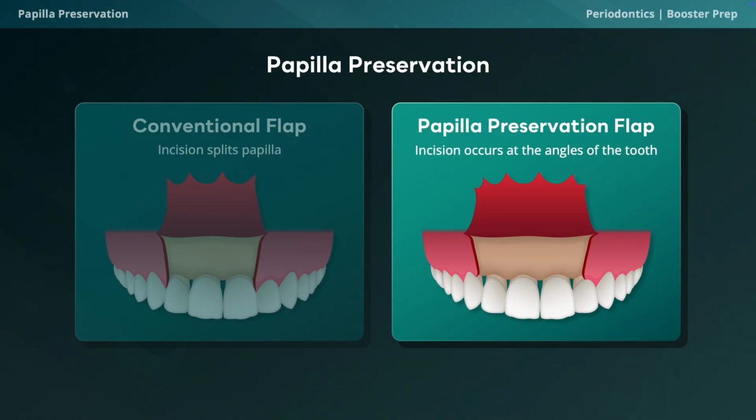So instead of cutting through the middle, the incision is made around the line angles of the tooth, carefully working around the papilla. Now it's subtle, but notice the difference in these two pictures. This helps keep the tissue intact, which is especially important in the aesthetic zone in cases where you're doing regenerative procedures and want to maintain soft tissue coverage.